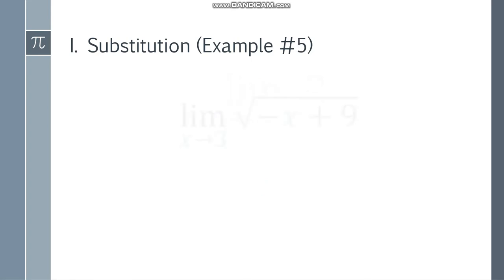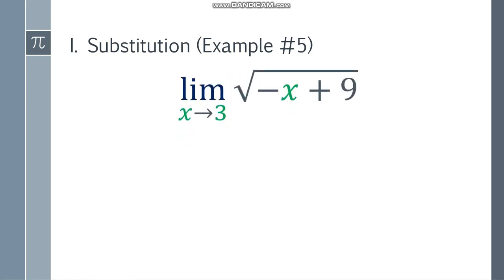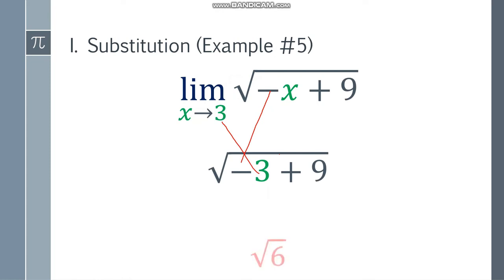Example number 5. Okay, now may radical sign tayo. The limit of the function, the square root of the quantity negative x plus 9 as x approaches 3. Paano natin siya gagawin? Again, substitute mo lang siya. So that will be the square root of the quantity negative 3, kasi may negative dito. Lagyan mo lang yung 3 dyan, at simplify natin na sa loob ng radical sign. Negative 3 plus 9, that will be 6. So square root of 6 ang sagot.